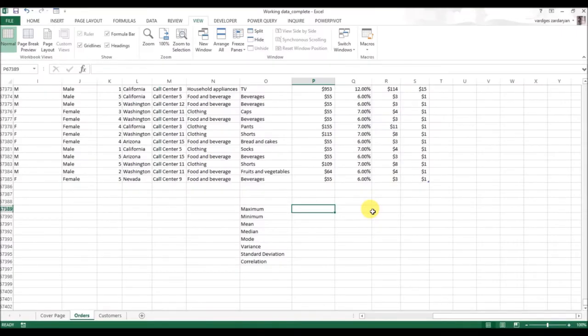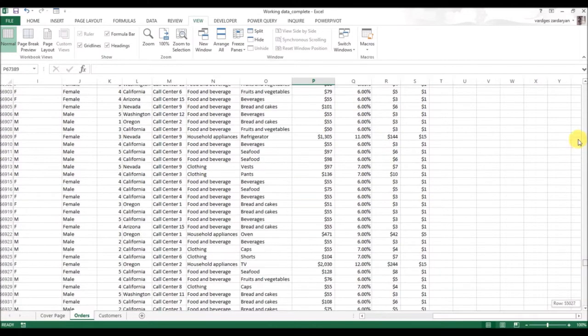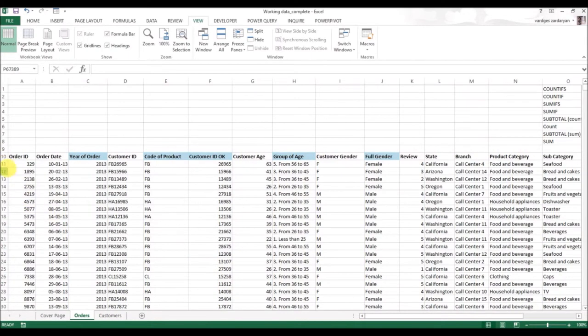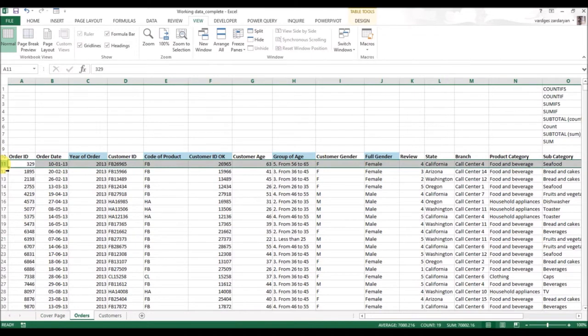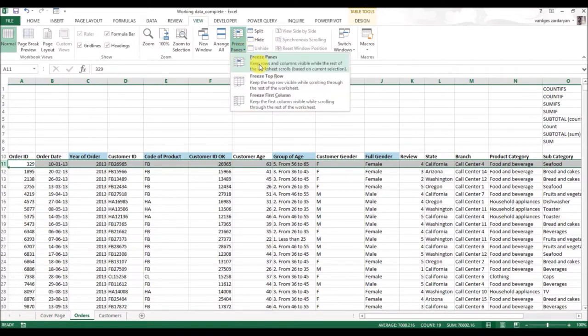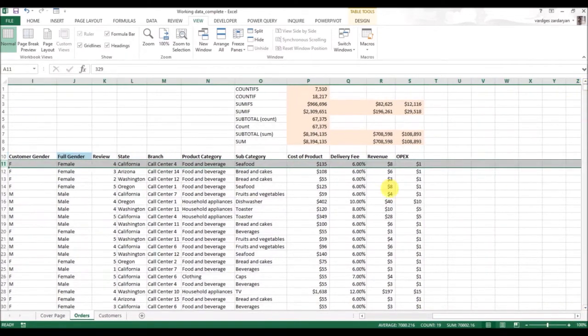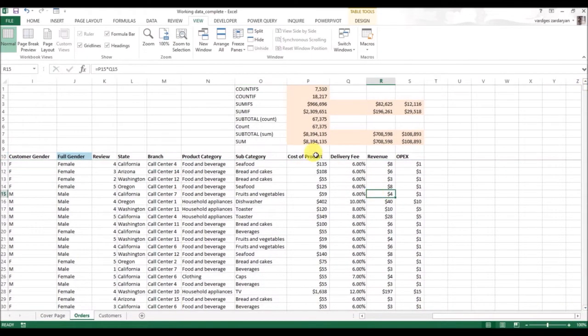For example, let's calculate with statistical functions for the cost of product. Let's at first freeze our top row. If you don't know how to do this, go to View, Freeze Panes, Freeze. Now you will always see the top part of the sheet.